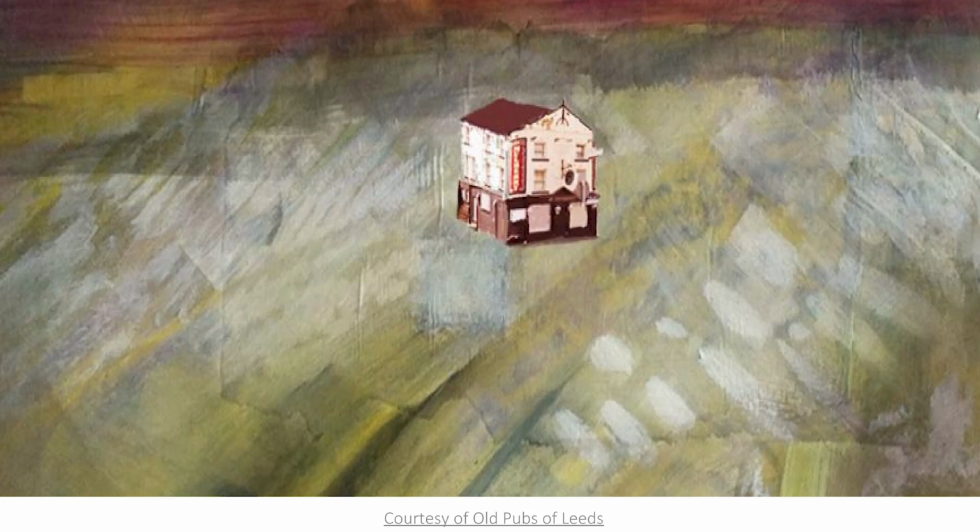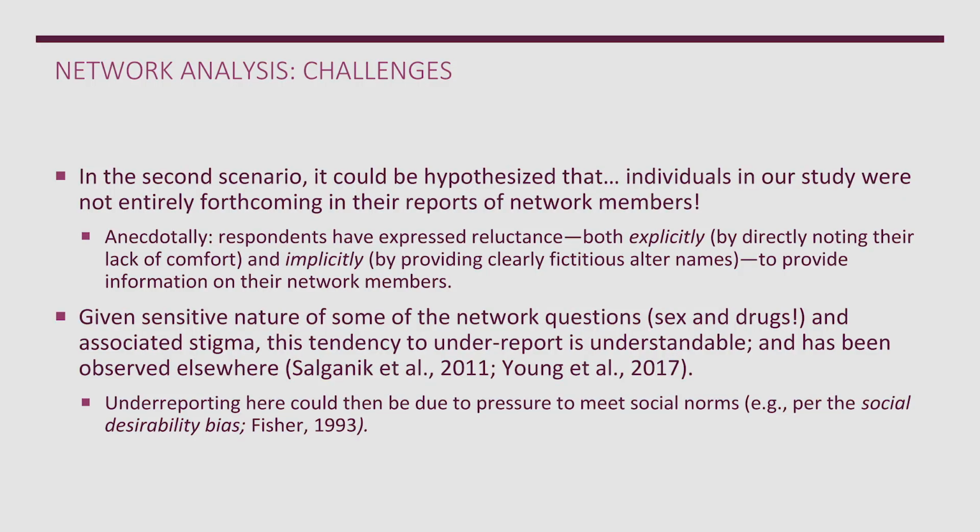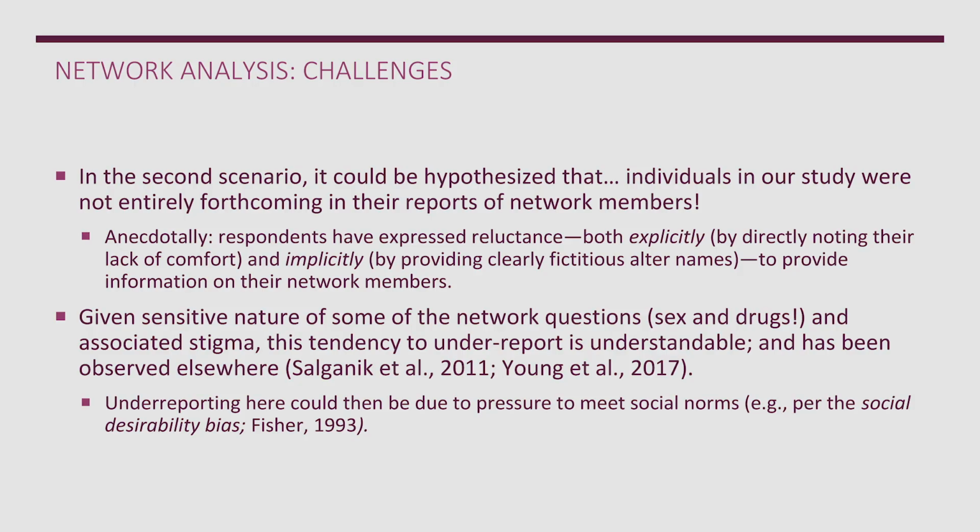So I'm going to wrap up here. The second scenario, and this is the more likely explanation, is that people just weren't forthcoming about the size of their networks. Anecdotally, we had people say to us, hey, I'm just not comfortable telling you who I shot heroin with last week, which is totally understandable, or who I had sex with and how I had sex with them and how many times. We totally get that. On the implicit side, people went with the flow of it, but it's very clear that they're giving us fake names in a lot of cases. So how do we navigate this?